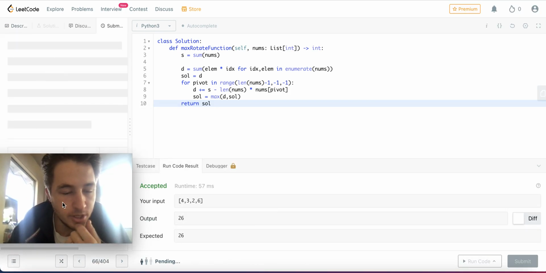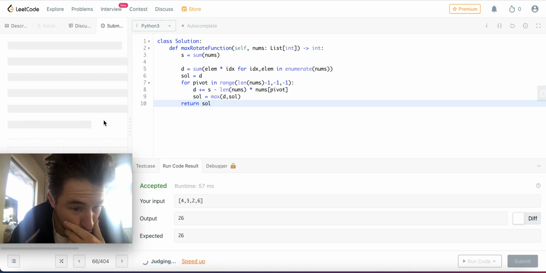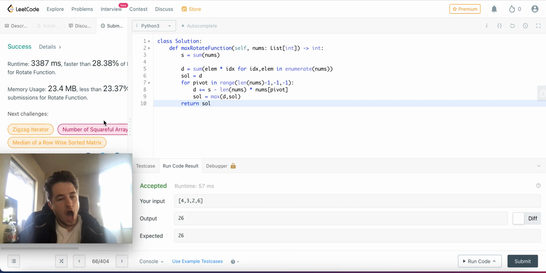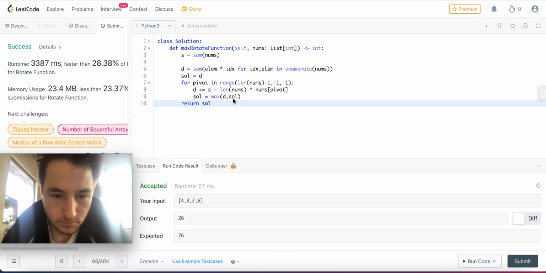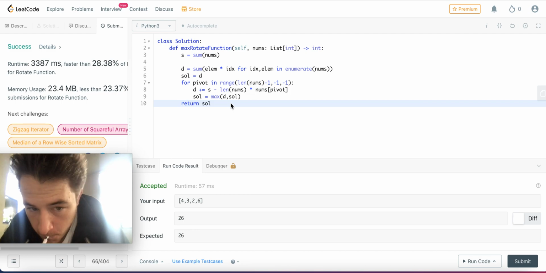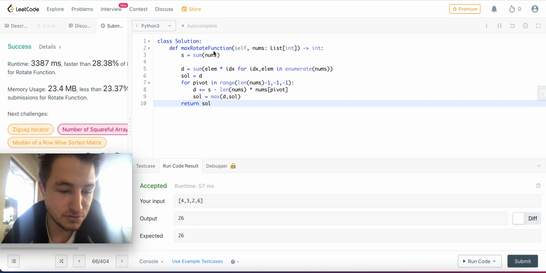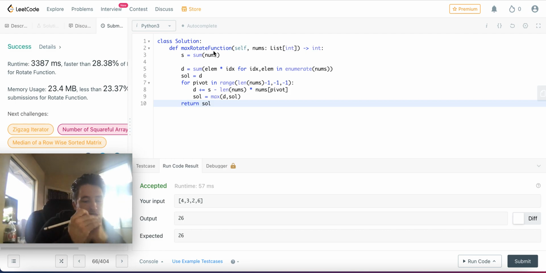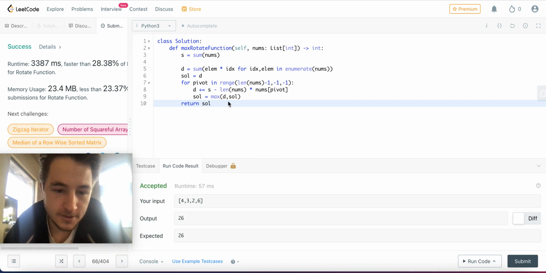And with that, we are finished. So what's the runtime of this? First and foremost, I want to say this solution is really ugly. But what are you gonna do? It's an ugly solution, but it works.